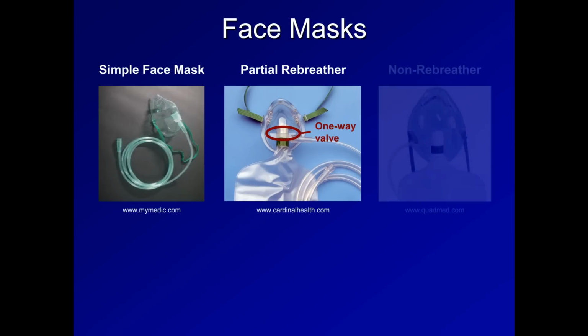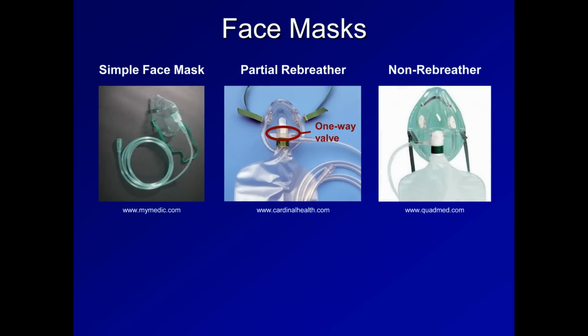Last, there is the non-rebreather mask. This looks very similar to the partial rebreather, and there is the same one-way valve attached to the reservoir here. The difference is that there are also one-way valves over the expiration ports of the mask. Therefore, if the inflow rate of the oxygen from the tubing is high enough, it will flush out the carbon dioxide-rich air from the inside of the mask after expiration, and with one-way valves over the expiration ports, room air cannot enter the mask during inspiration.